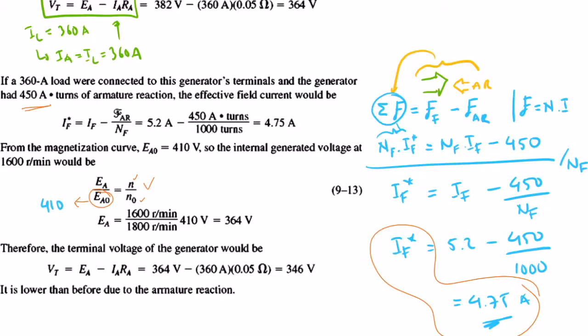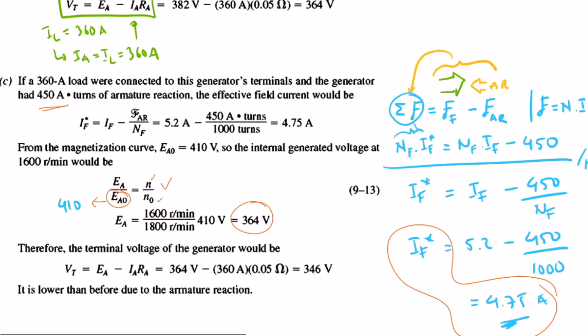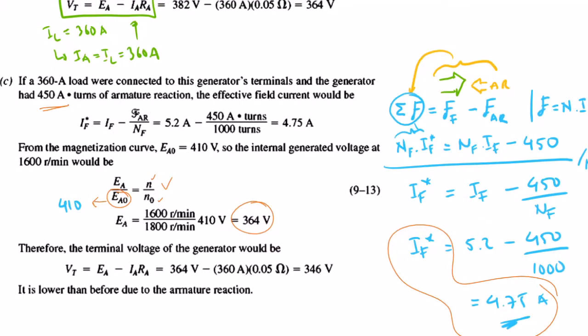Okay, and then therefore you've got all the values. You've got only one unknown, which is EA, so you should be able to work out the value of EA, right? And then you should find that EA is equal to 364 volt for that speed of 1600 RPM. Now the final step is to find the terminal voltage.